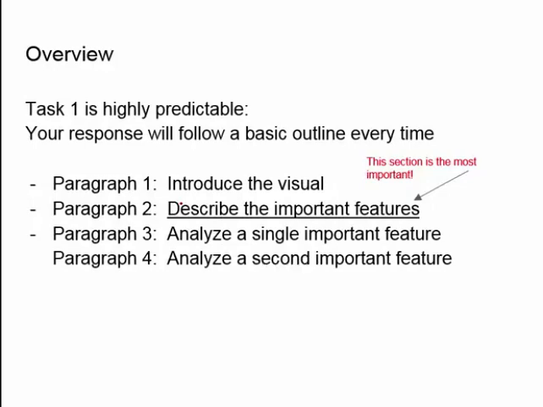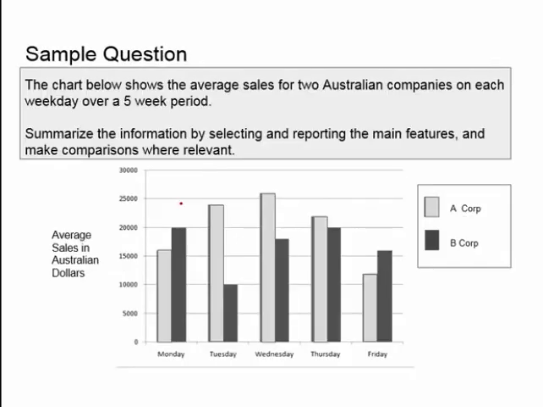Paragraph 3 and paragraph 4, you analyze a single important feature. Okay, so each paragraph has an analysis of one feature of the visual that you have. In this lesson, we're going to go through each of these 4 paragraphs, and I'll provide examples and tips about how to write each one. And we're going to use this sample question in order to practice writing a Task 1 response.